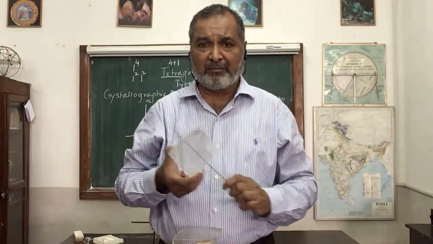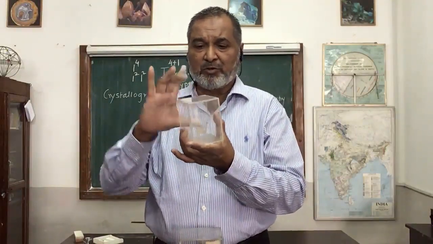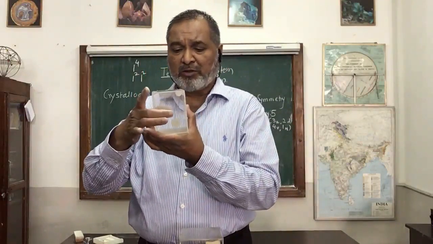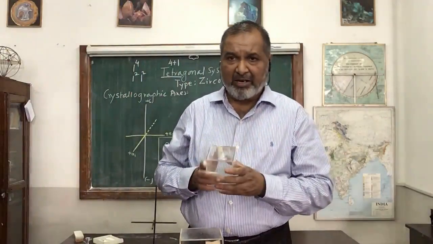Clear? So this is there. So the 3 centers of the faces are there. This is 1, this is 2 and this is 3. So along this 1 of 4-fold, along this 1 of 2-fold, along this 1 of 2-fold. Clear? Now the next one.